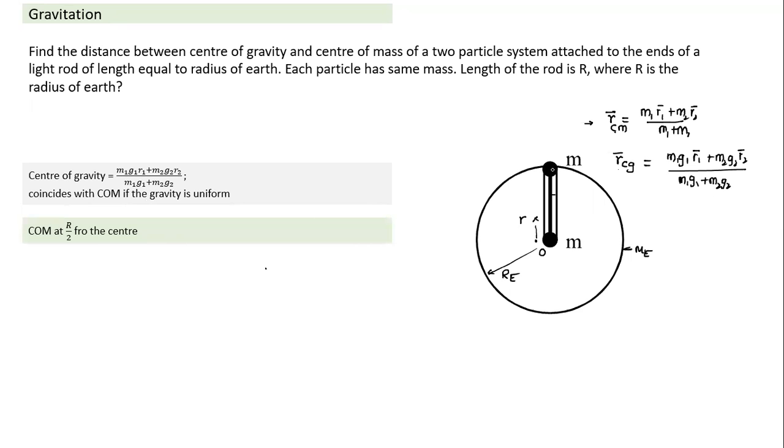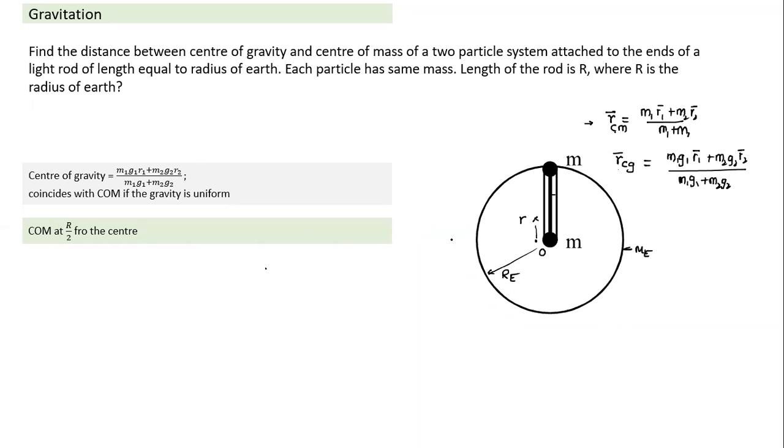So center of mass is very easy to calculate here: m into r plus m into 0, divided by 2m. So center of mass will come at the midpoint, which is r by 2. Center of mass doesn't get affected by the gravitational field. Now let's calculate what the center of gravity will be.